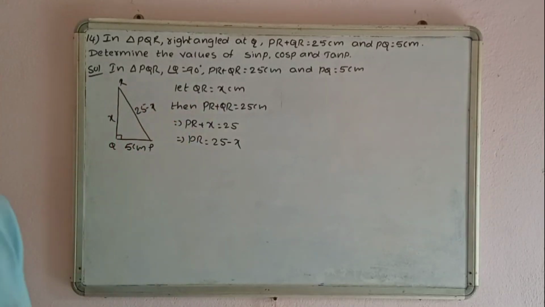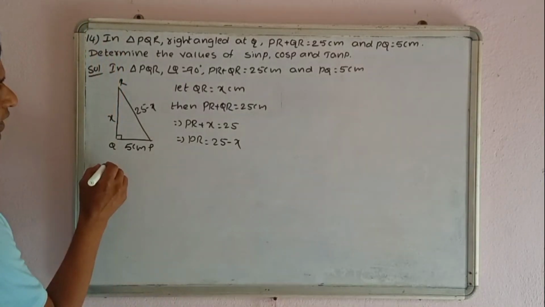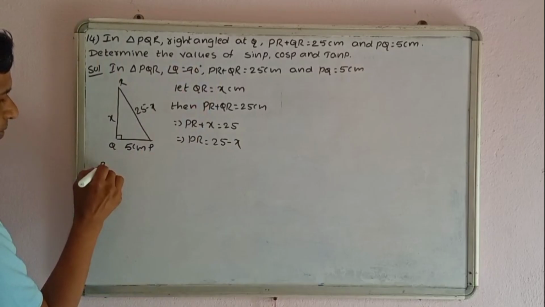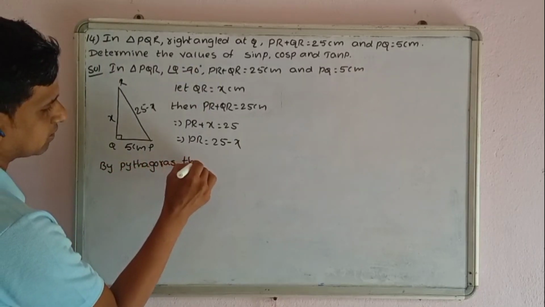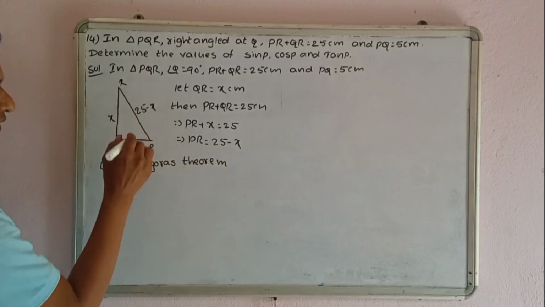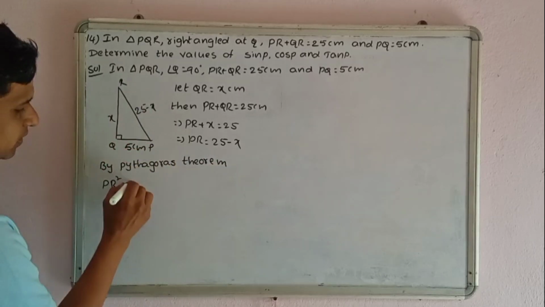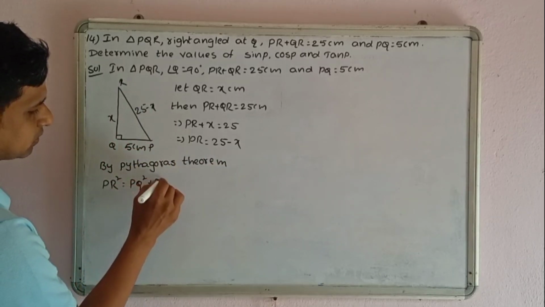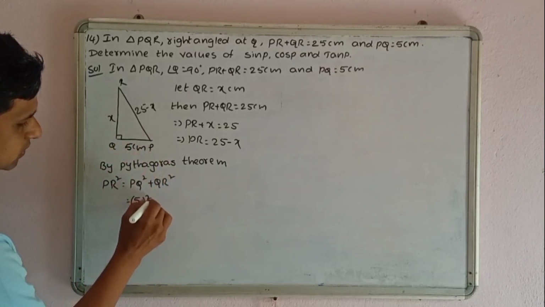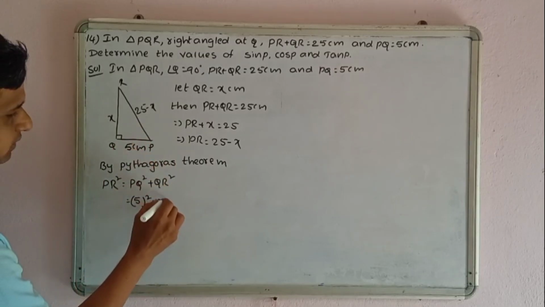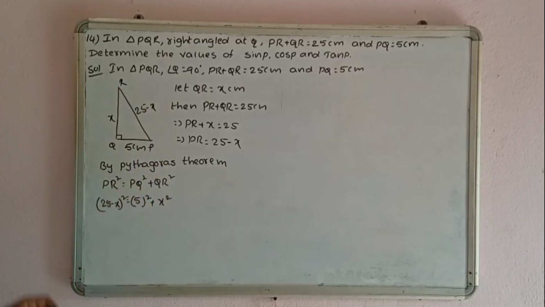Observe that this is a right angle triangle, so using Pythagoras theorem: hypotenuse square equals side square plus side square. In triangle PQR, angle Q equals 90 degrees, so by Pythagoras theorem, hypotenuse square, that means PR square, equals PQ square plus QR square. The value of PQ is 5, the value of QR is x, and the value of PR is 25 minus x, whole square.